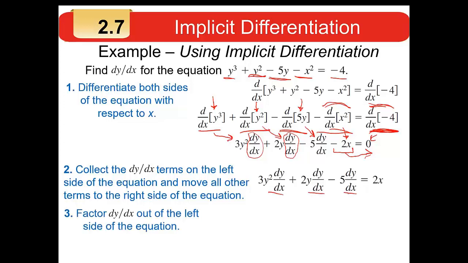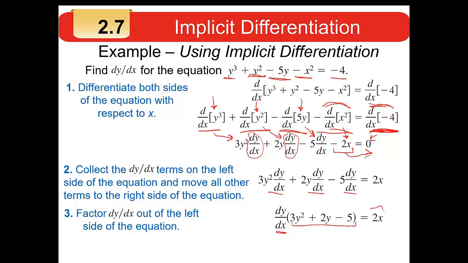Since you've got a dy over dx in each term on the left, if you factor it out, you're only left with a trinomial multiplied by dy over dx equal to 2x.